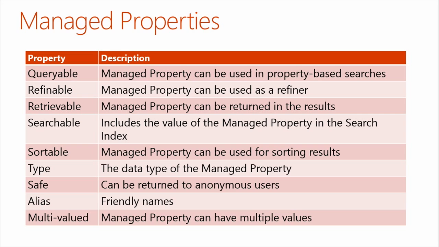Sortable, a very powerful concept here, allows me to sort search results by a managed property. This is really critical in many of the apps that we create. So if you're creating an app, for example, that has information about users in your organization, then perhaps you want to sort by last name alphabetically and then by first name alphabetically. So that would be possible if your managed property is designated as sortable. We have some additional properties in here such as type and safe and alias and multivalued, which perform some other functions for us, but the ones that I just talked about are really the key ones you care about with managed properties.